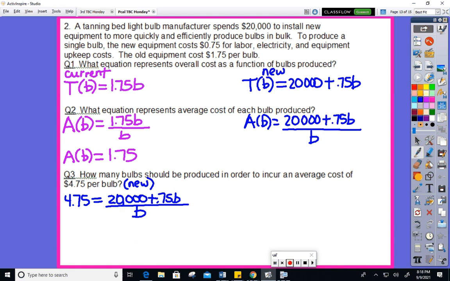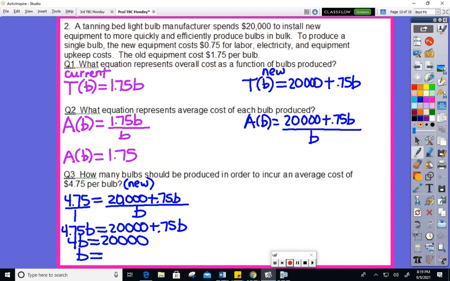Now I notice that if I make 4.75 over 1, it's just a basic proportion. So I'm going to cross multiply. 4.75b equals 1 times the 20,000 plus 0.75b. If I group my b's, I'm just going to get 4b on the left. So that says if I want to bring my average cost down to $4.75 per bulb, then I actually have to produce 5,000 bulbs.